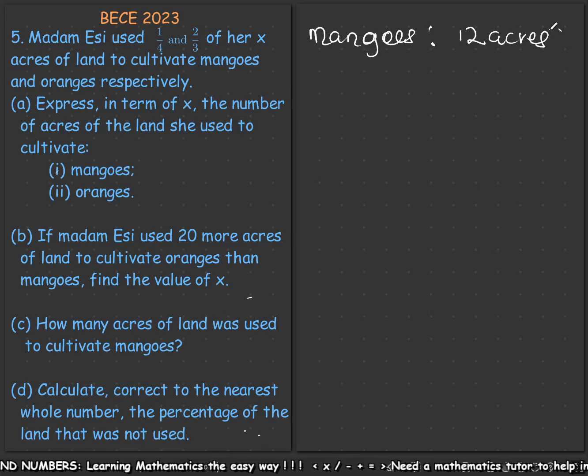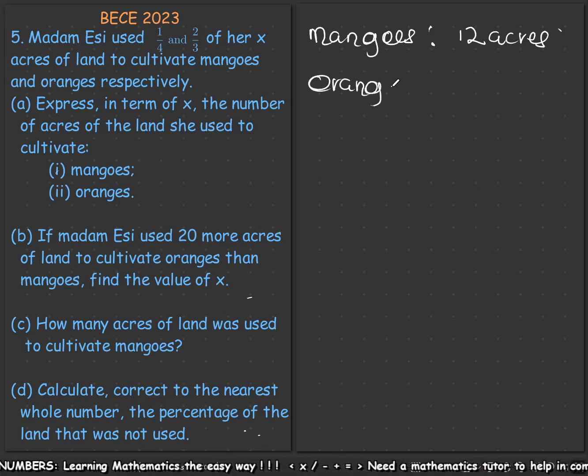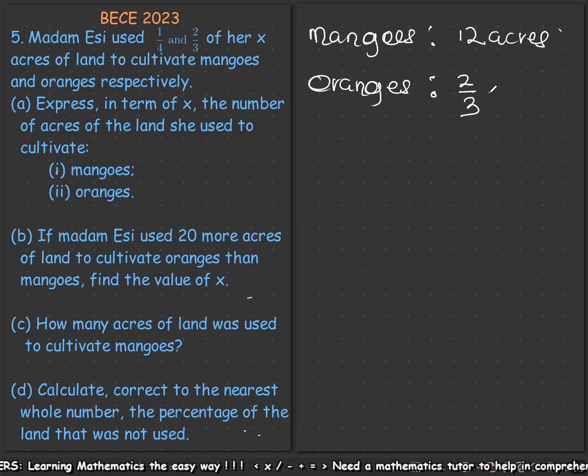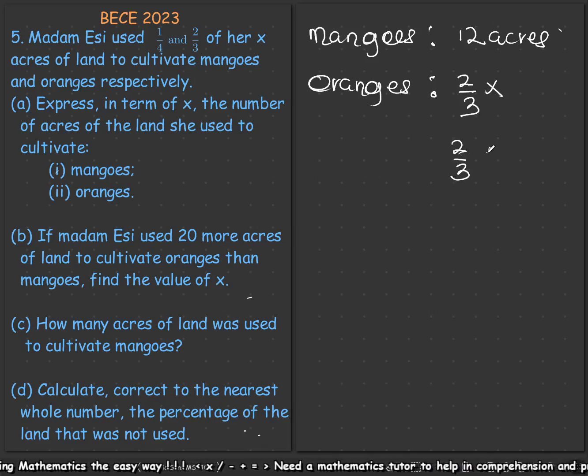Okay. Then for the oranges, we have not solved for that, you see. But then we do know that it is 2/3 x, and the x here is the total. So 2/3 times the total area of land, which was 48.